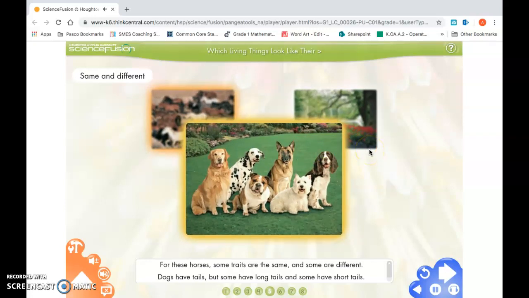Dogs have tails, but some have long tails and some have short tails. So they all have tails and ears and noses, but what their tail looks like might be a little bit different. Can you notice anything else that's different about them? Yeah, their fur. It's all different colors, there's different patterns, but they all have fur too, don't they?